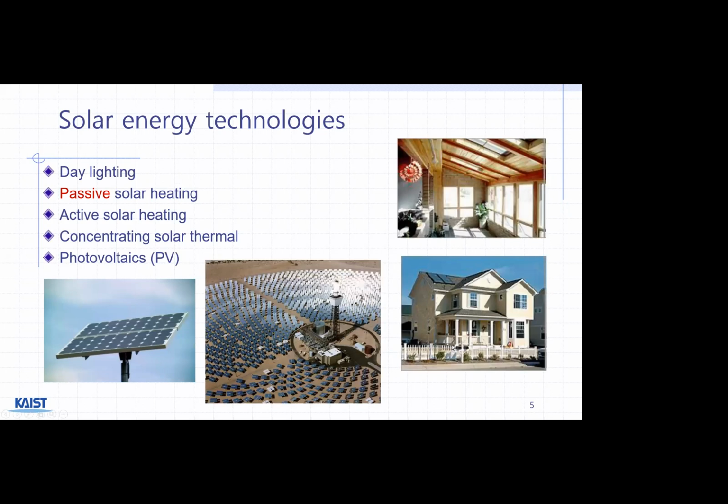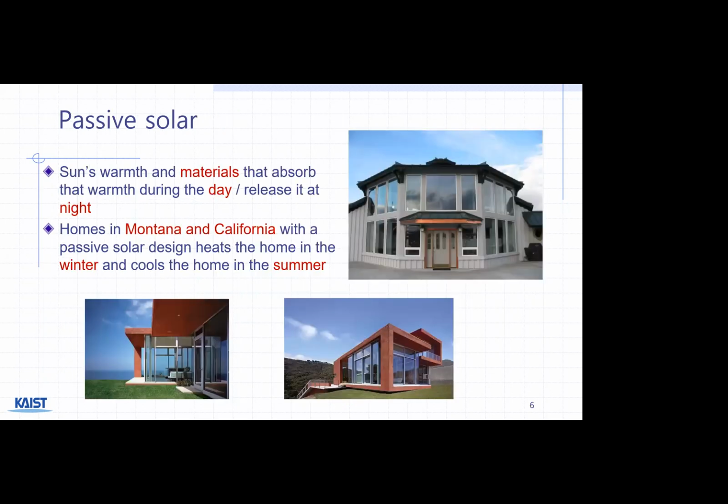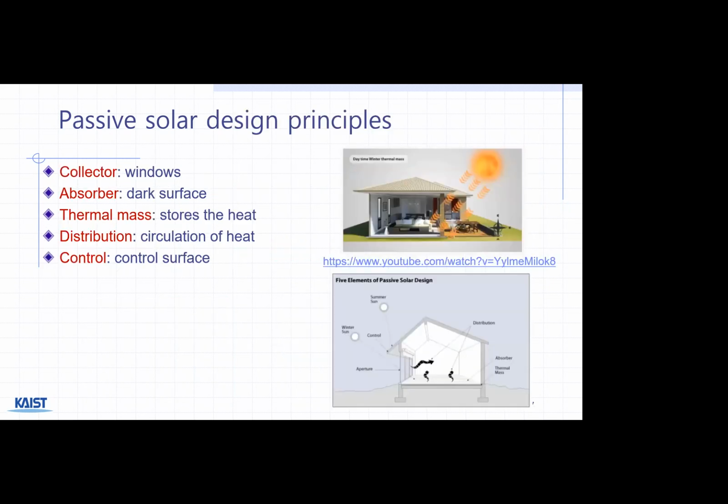There are solar energy technologies. These include daylighting, passive solar heating, active solar heating, concentrating solar thermal, and photovoltaics. First, passive solar technologies convert sunlight into usable heat and cause air movement for ventilating to heat and cool living spaces without active mechanical or electrical devices. This is the principle for passive solar design: collector, absorber, thermal mass distribution, and control.